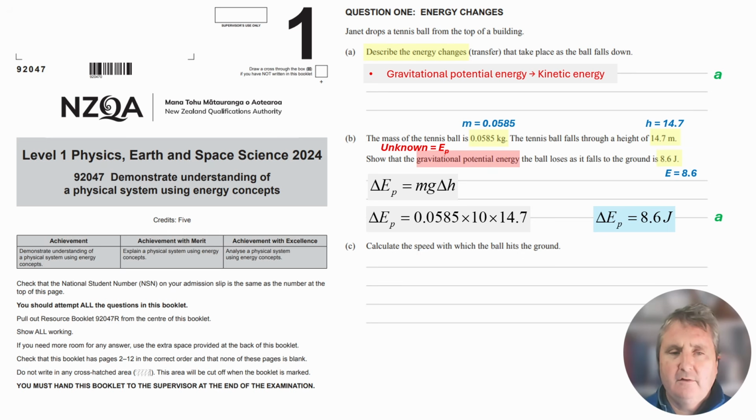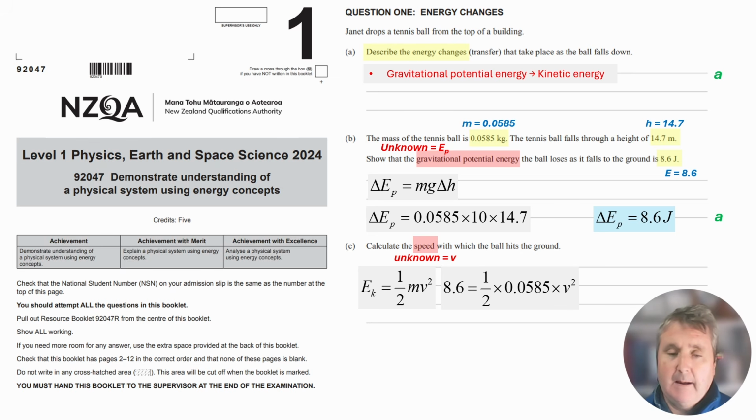This is more difficult, because what we have to first do is make an assumption. The assumption is that all of the potential energy has changed into kinetic energy, so none of it has been lost as friction. We need to calculate the speed. Because potential energy turned into kinetic energy, we can use the kinetic energy equation, EK equals half m v squared. Remember, we made that assumption, so I might write that assumption down here, and then I substitute the values in. 8.6 is the kinetic energy.